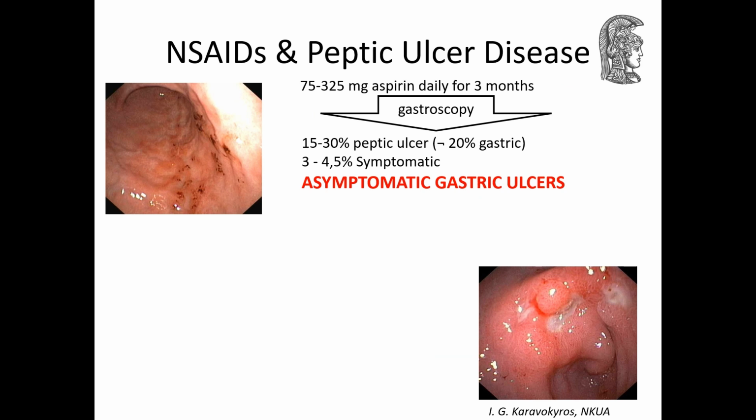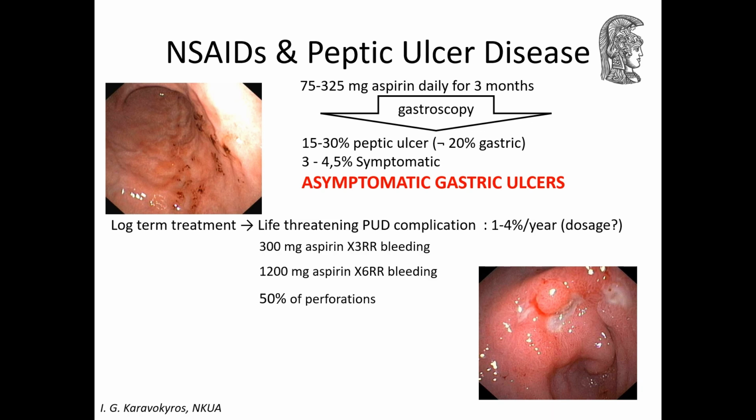Endoscopy after a 3 months treatment with a daily low dose of aspirin will reveal that 15 to 30% of the patients will have one or more ulcers, mostly gastric ones. Even so, less than 5% of the patients will develop a relevant clinical manifestation. Thus, we conclude that nonsteroid anti-inflammatory drugs cause asymptomatic gastric ulceration.